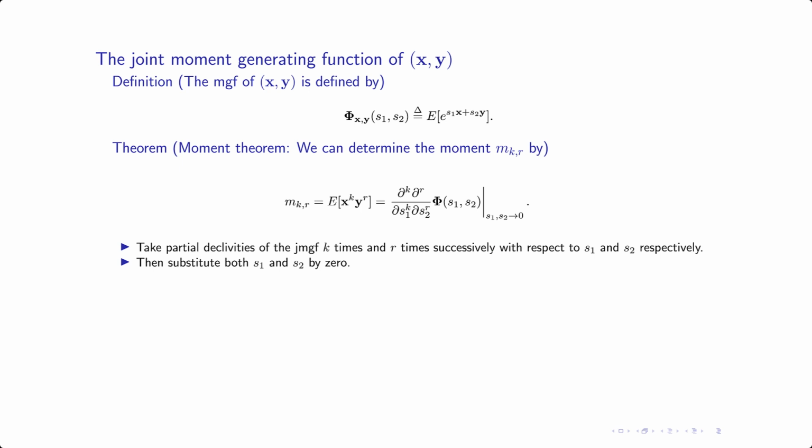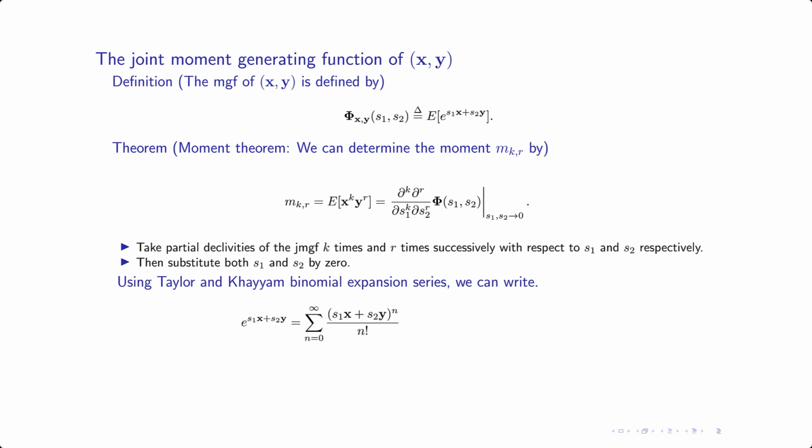So in summary, take the partial derivatives of the joint moment generating function k times with respect to s1 and r times with respect to s2 successively, and then substitute s1 and s2 both by 0. Then you get the moments of x and y of order k and r.